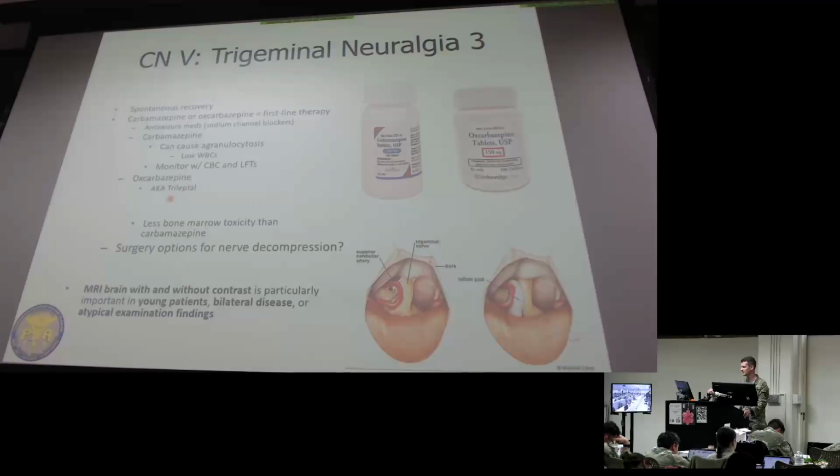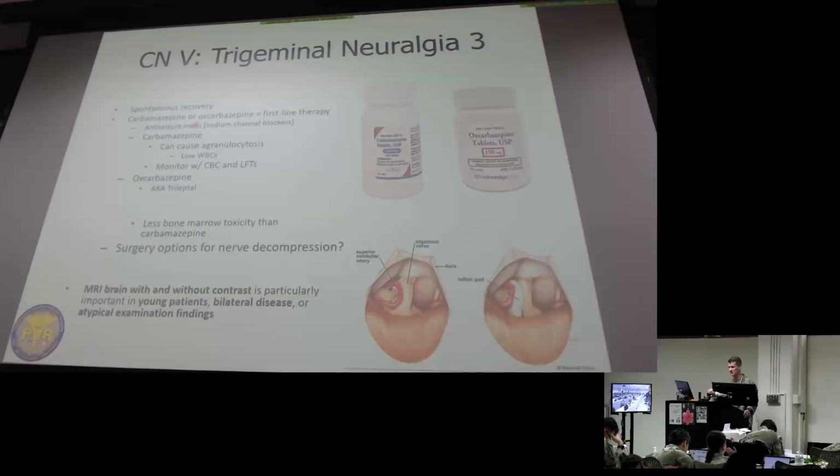And then Trileptal is the other one. No one calls it oxcarbazepine, they all call it Trileptal. This one you have to watch out for bone marrow toxicity. I've seen more people, they usually start them on carbamazepine, and then they end up on Trileptal after they don't tolerate it. They end up being drowsy more than anything else on this medication.